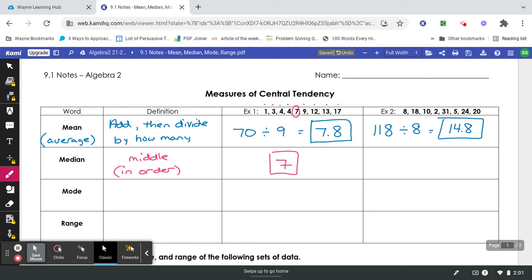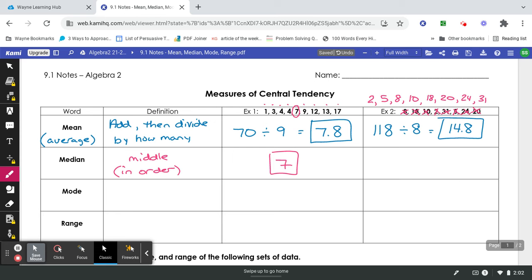Example 2, we have a step to do before. Notice these are not in order. So the first thing we need to do, put them in order. Very carefully put them in order. So I start with a 2, and I always cross it out once I write it in my new list. Helps me keep track of everything. 8, 10, 18, 20, 24, and 31.